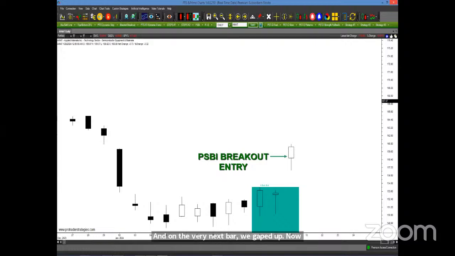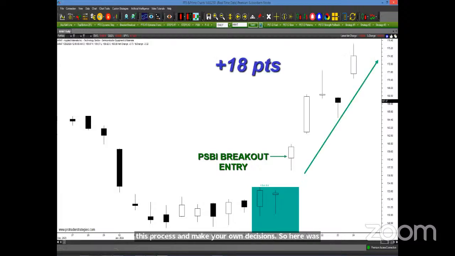Now, I know a lot of people don't like to buy on gap ups and initiate a position, and I understand that. So you had the choice whether to or not. Remember, you're in charge. We're not telling you that you have to buy it here. You're in charge of your trading, not us. So we want you to really make sure that you understand this process and make your own decisions. So here was the breakout right here. You could have taken this entry and in the next 4 days, captured potentially 18 points on the breakout.